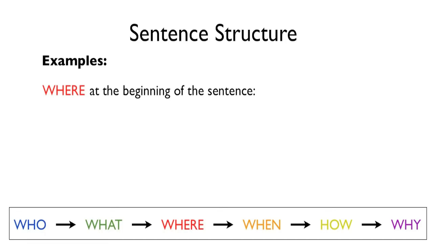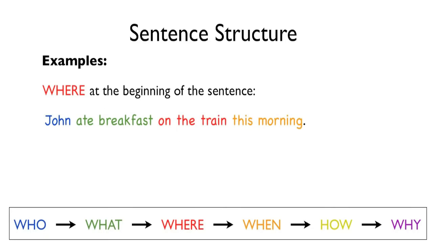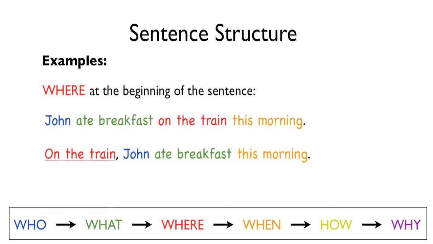If we look at one of our earlier examples, for example, John ate breakfast on the train this morning, and put the element of where, that is, on the train, at the start of this sentence, you will notice that it doesn't sound very natural. On the train, John ate breakfast this morning, because there's no reason to emphasize this element. It's unnatural.